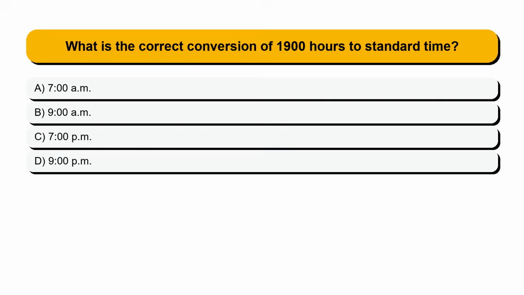Question 24. What is the correct conversion of 1900 hours to standard time? Option A, 7 a.m. Option B, 9 a.m. Option C, 7 p.m. Option D, 9 p.m.